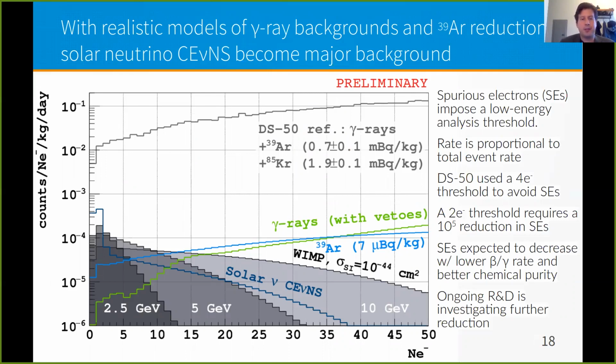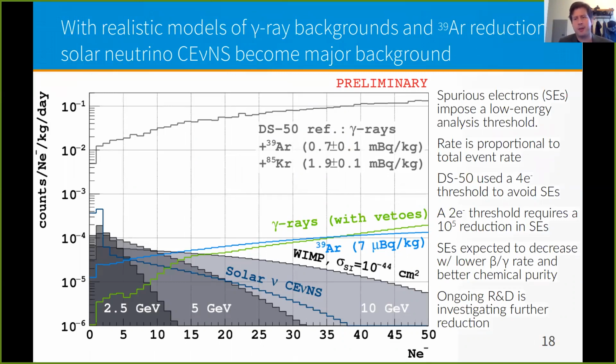And so you can see this gray curve here shows the best fit background model from DarkSide-50, showing the gamma rays and beta emitters. And you can see that our expected background rate, based on the improvements I previously mentioned, bring us far below here, down to a rate comparable with these solar neutrino backgrounds.